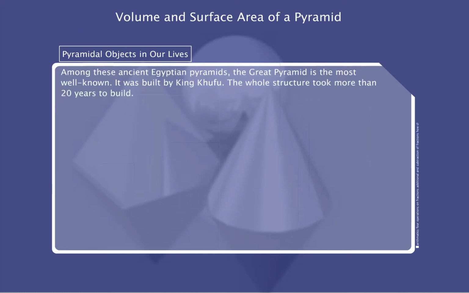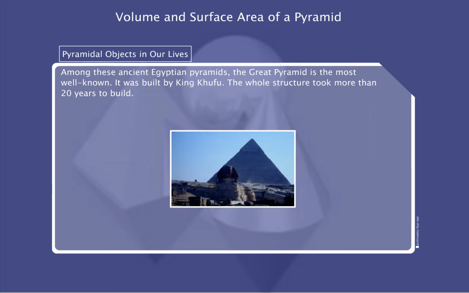Among these ancient Egyptian pyramids, the Great Pyramid is the most well-known. It was built by King Khufu. The whole structure took more than 20 years to build.